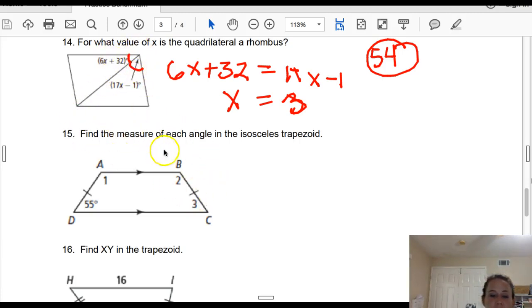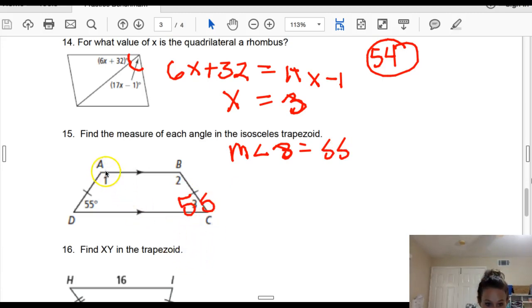All right, let's go to 15. Find the measure of each angle in the isosceles trapezoid. Okay, well, let's think about the isosceles trapezoid. In isosceles trapezoids, base angles are congruent, which would mean this is congruent to this. So measure of angle 3, done. Measure of angle 3 is 55. Okay, so I know that right away.